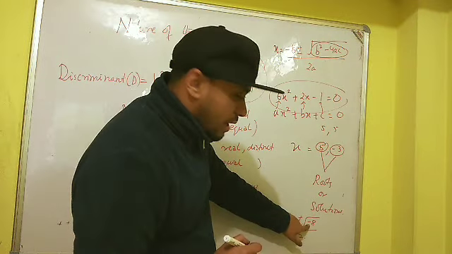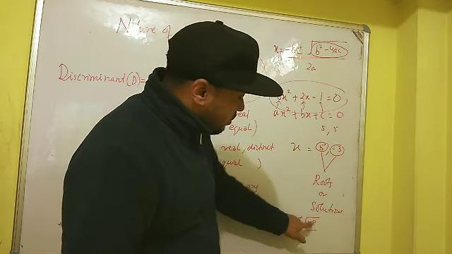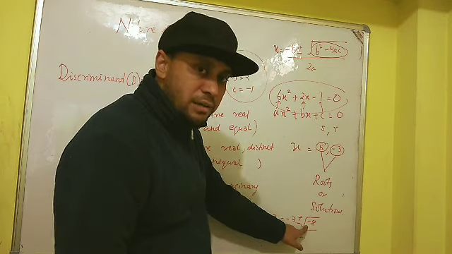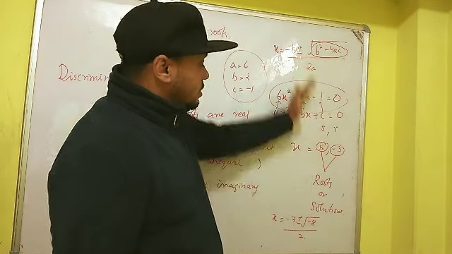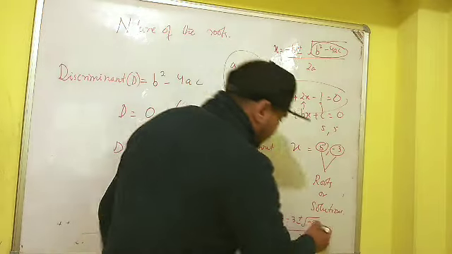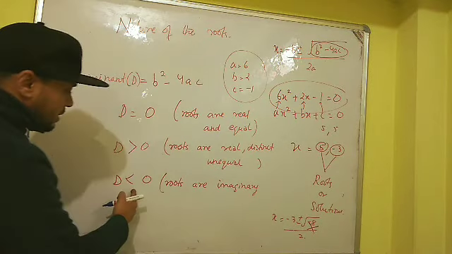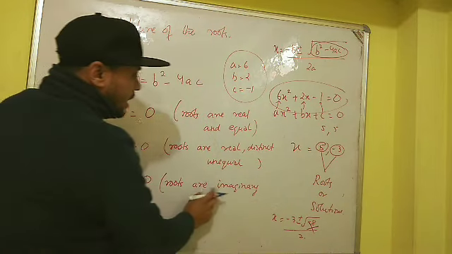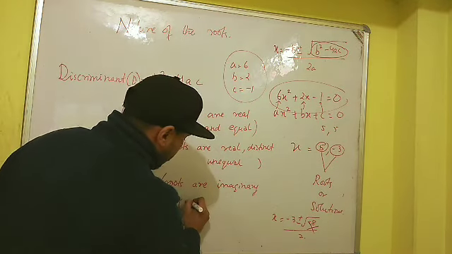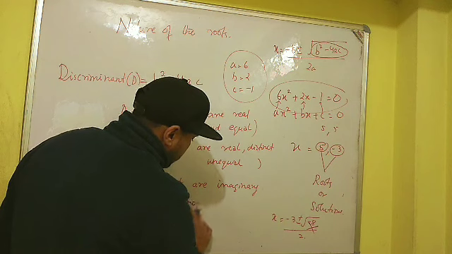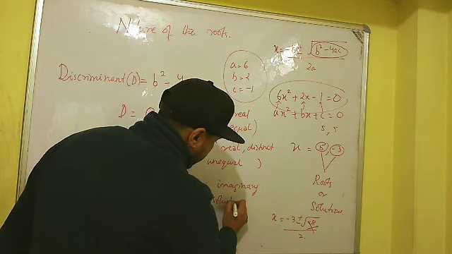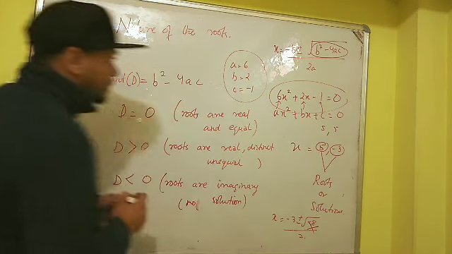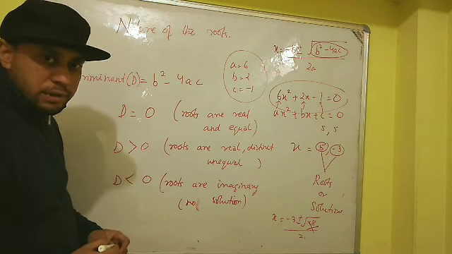For now, just keep this in mind. If the value inside the root is negative, then it does not have any solution. So if D is less than 0, meaning any negative value, then the roots are imaginary. So it does not have a solution. So no solution. Alright, so these are the three important things.